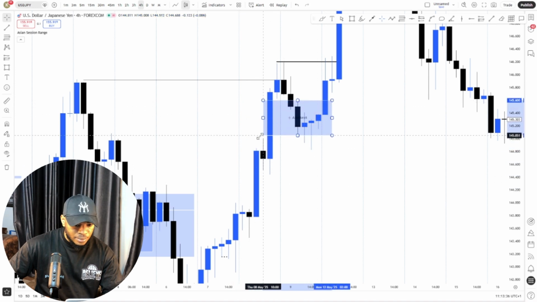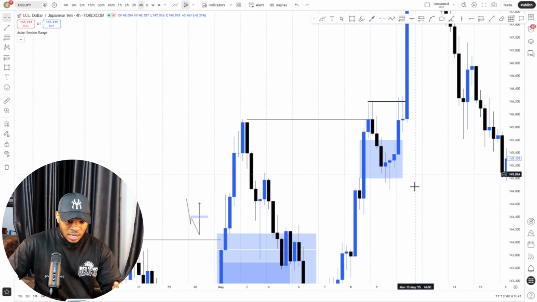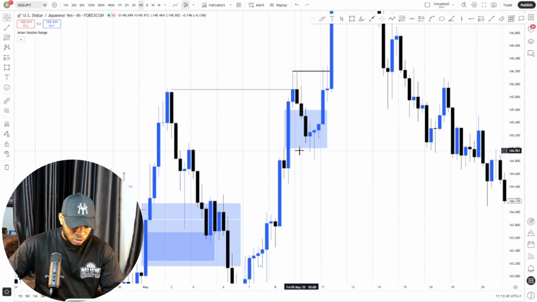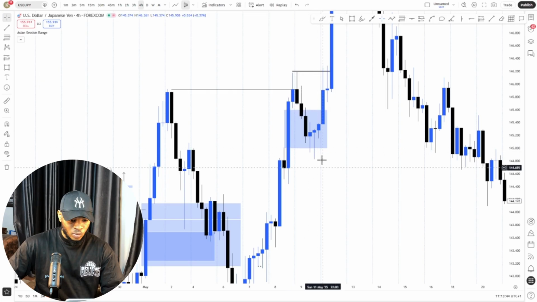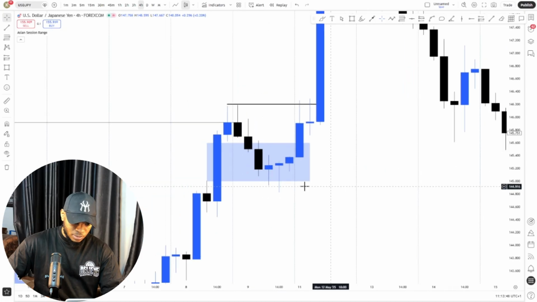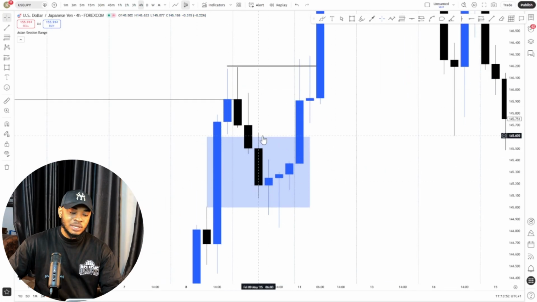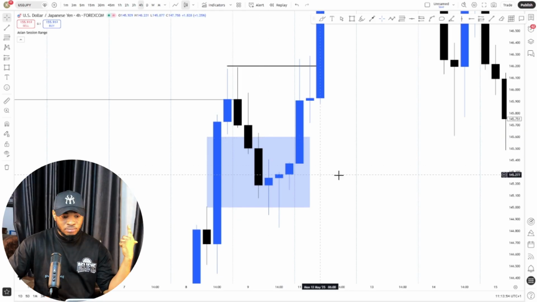Fair value gap. So when judging if a fair value gap is holding, as long as price does not close below the fair value gap, it is holding, even if you see wicks go beyond it. It's still holding as long as it did not close beyond. Whether it closed inside the FVG or outside the FVG, it's solid to use.